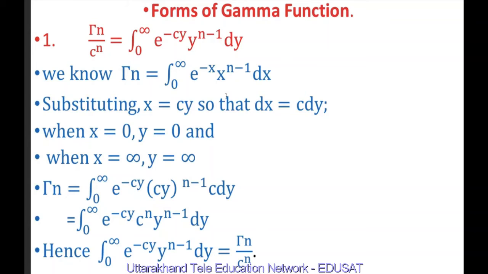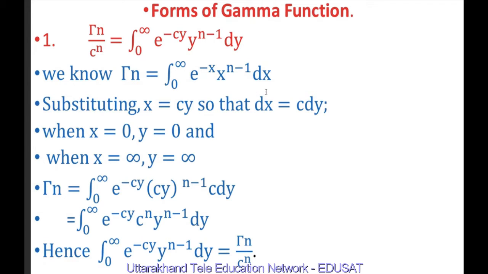Now we will study some different forms of gamma function. First of all, gamma n upon c raised to power n is equal to integral from 0 to infinity e raised to power minus cy, y raised to power n minus 1 dy. And remember this formula because we will be using these in many results.